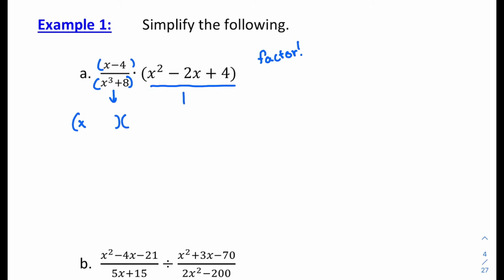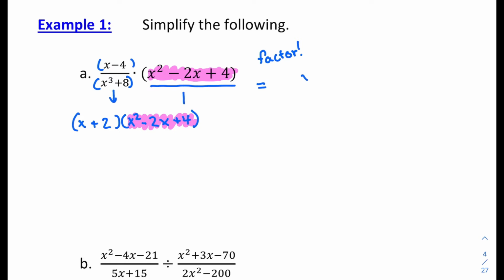So that is two perfect cubes being added. If you remember your pattern, to get 8, we'd have to cube 2. So we'd have x plus 2 times, and then our x squared, multiply 2 and x together, which gives you negative 2x, and then square your 2, which will give you 4. So if you look at what we have on the top, we have that x squared minus 2x plus 4, and it's also on the bottom being divided by.